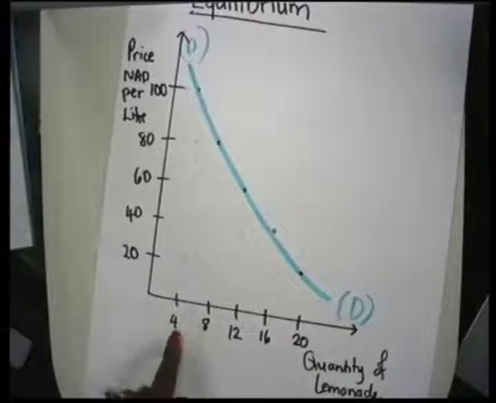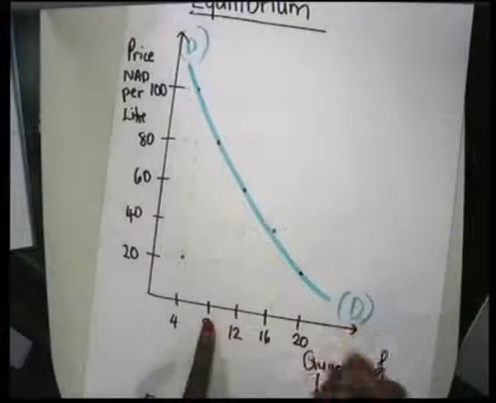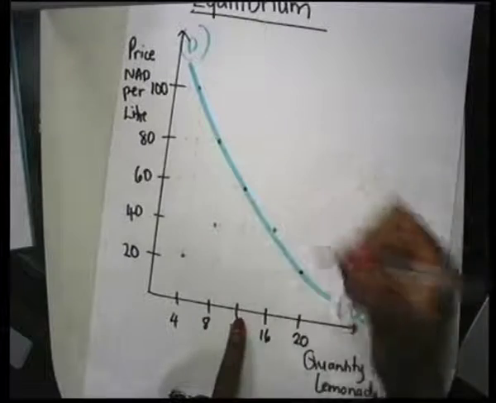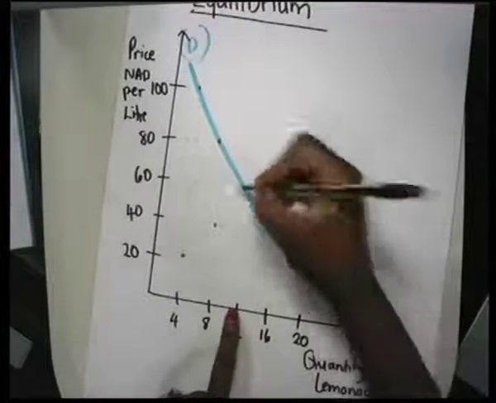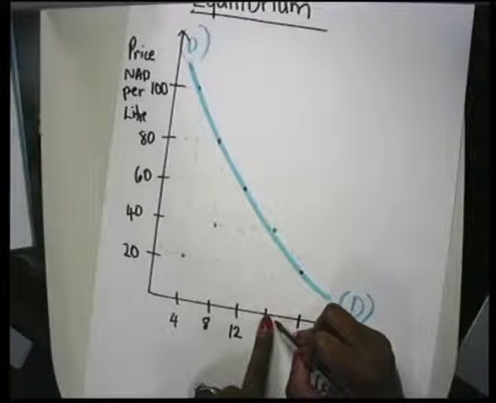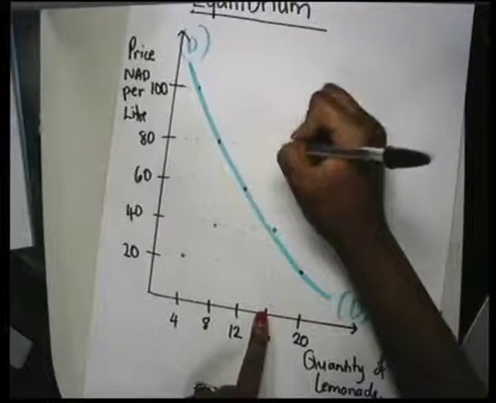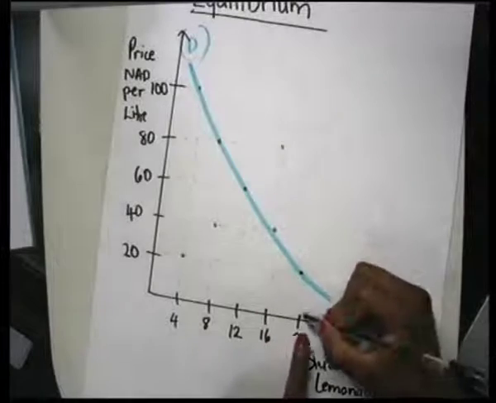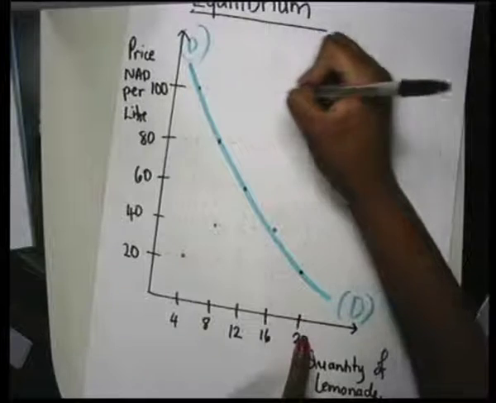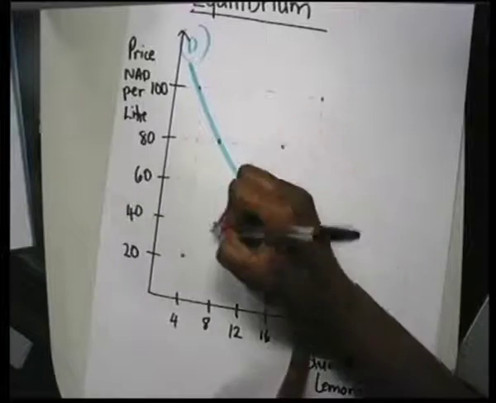Then we're going to plot the supply curve, which is the supply of lemonade. So meaning that when we have a quantity of 4, the price is 20. So then that's the 1 point. When we have a quantity of 8, the price is 40. When we have a quantity of 12, the price is 60. When we have a quantity of 16, then the price is 80. When we have a quantity of 20, the price is 100. And remember, I'm getting all this information from the information given to you in the question.